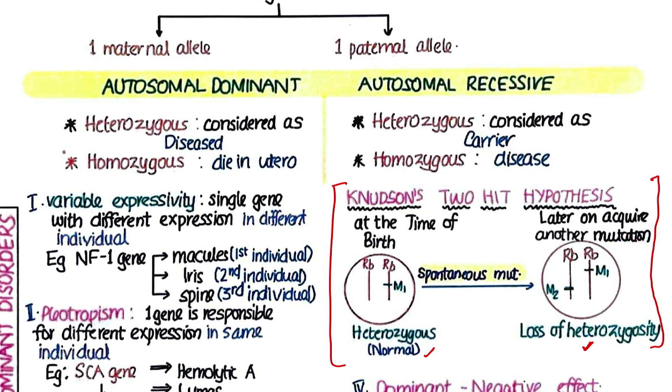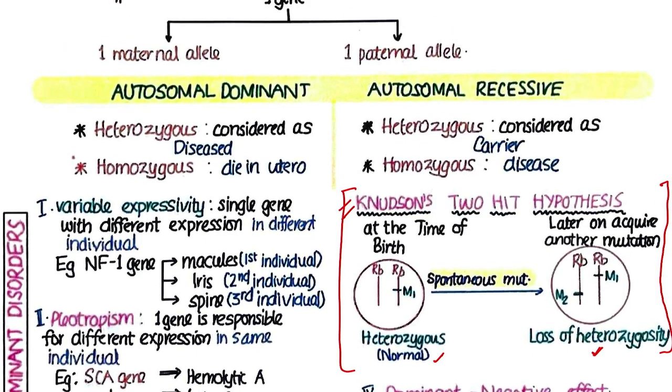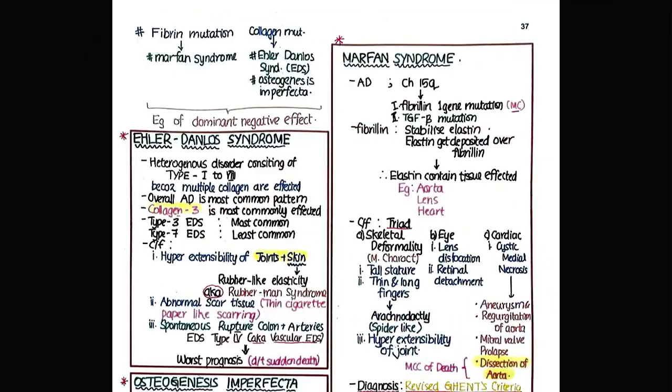Meaning the difference between the two will be lost, both will get mutated, and it can lead to formation of a tumor, because the normal cell is now converted into a tumor cell, because the pattern of inheritance is autosomal recessive. Right. So this is Knudson's two-hit hypothesis.